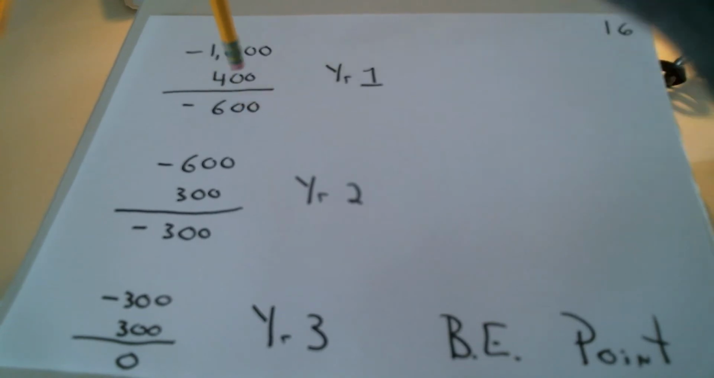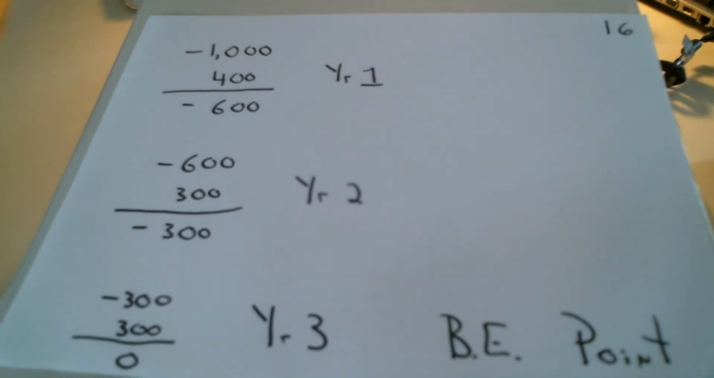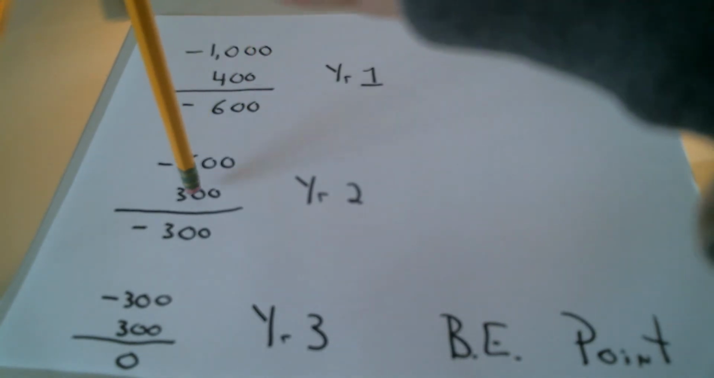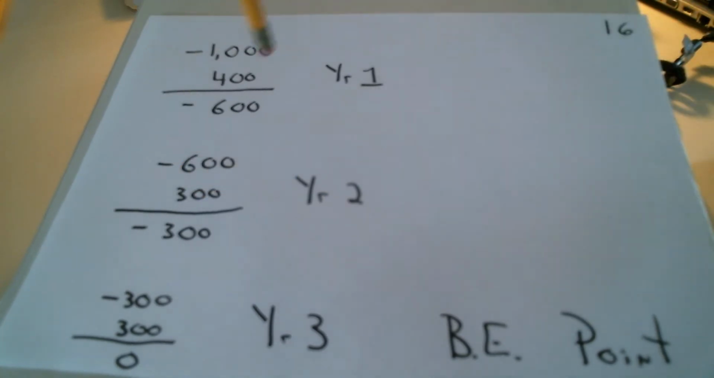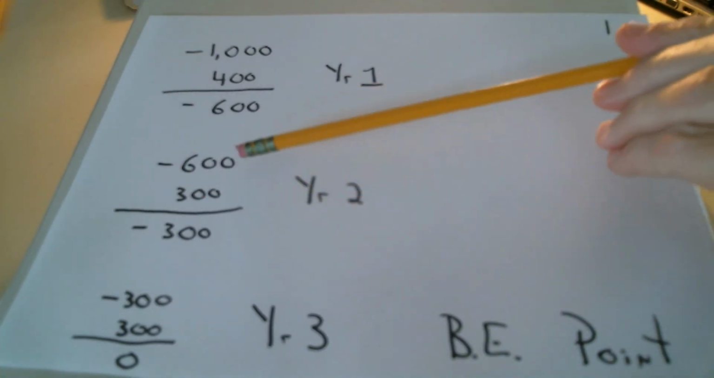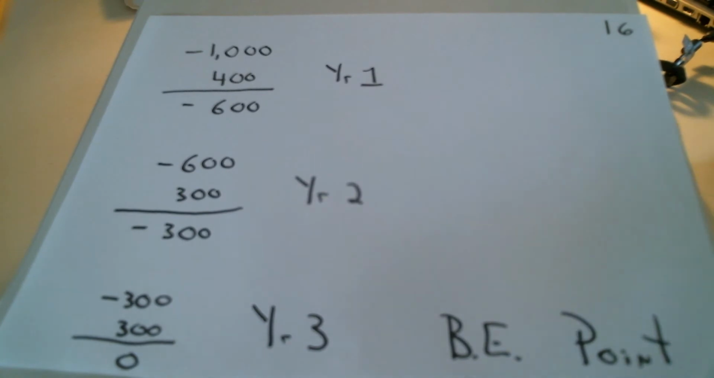So we have $600 left to recoup. The following year we received $300, so $600 minus $300, we're still missing $300. The third year we get a $300 payment, and that clears it out. So the payback period, or break even, is a 3-year period.